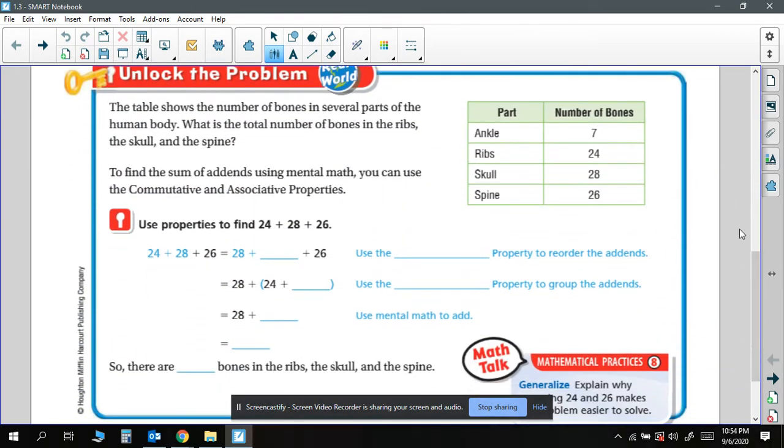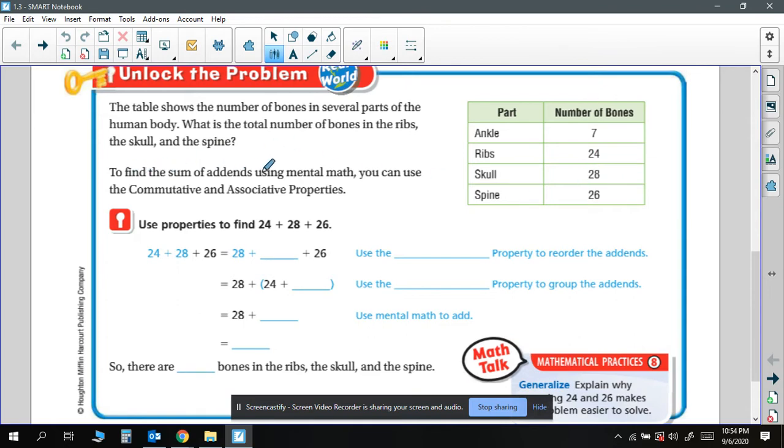All right, let's look down here. Check out the example. Unlock the problem. The table shows the number of bones in several parts of the human body. What is the total number of bones in the ribs, the skull, and the spine? So take a look here. We have the part, ankle, ribs, skull, spine, and then the number of bones listed here.